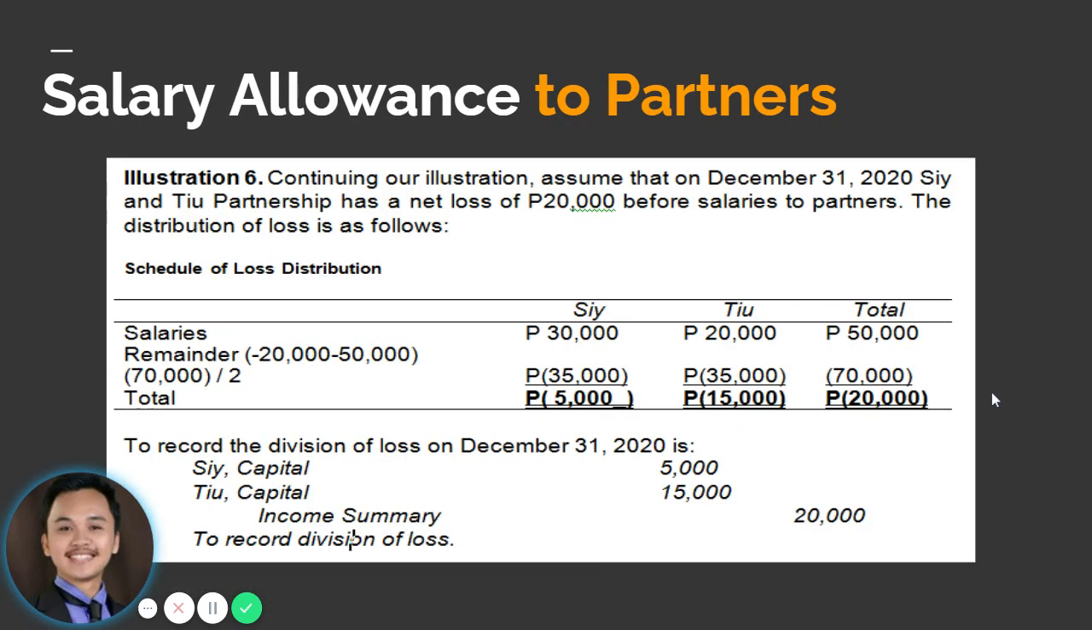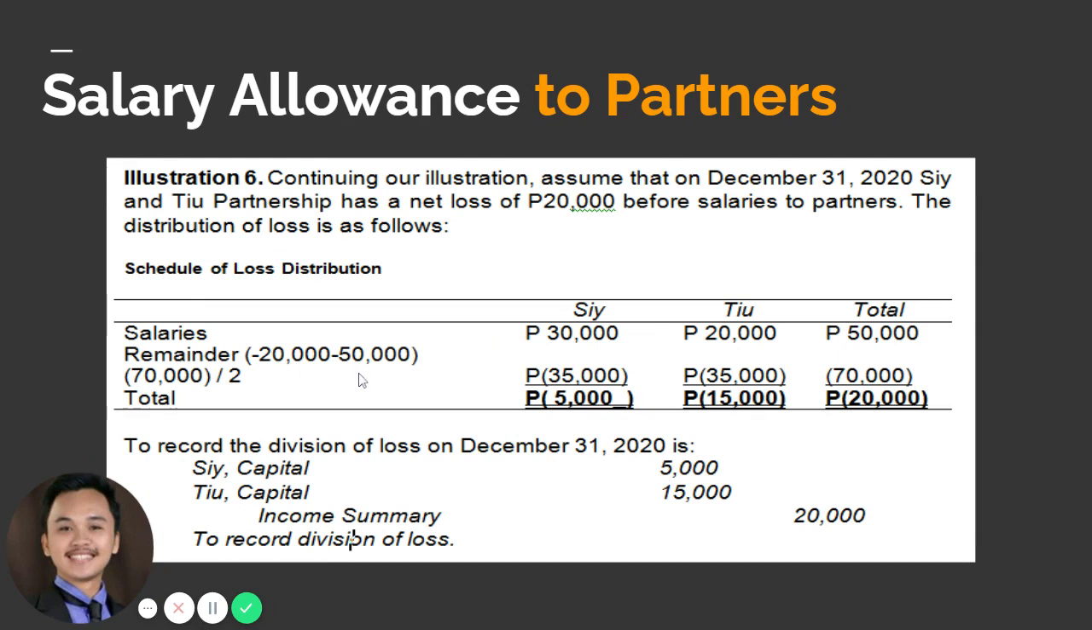Okay, continuing our discussion. So assuming that on December 31, 2020, C and Chu partnership has a net loss of 20,000 before salaries to partners. So the distribution of loss will be as follows. If the partnership still agreed to distribute salaries, then there will be a greater loss to be absorbed by the partners. So you distribute first the partners' salaries to C and Chu of 30 and 20 respectively.